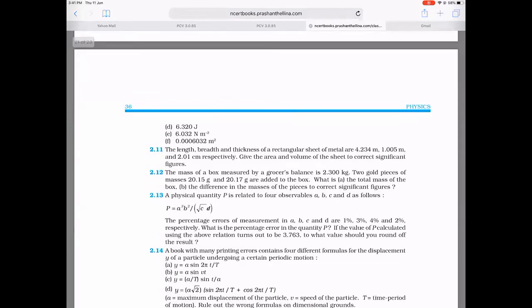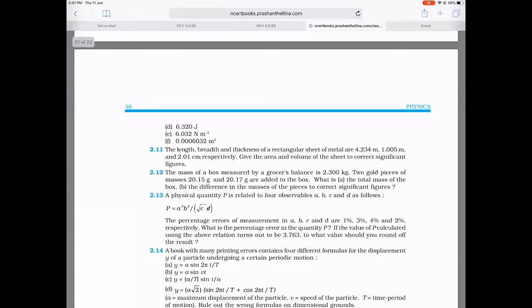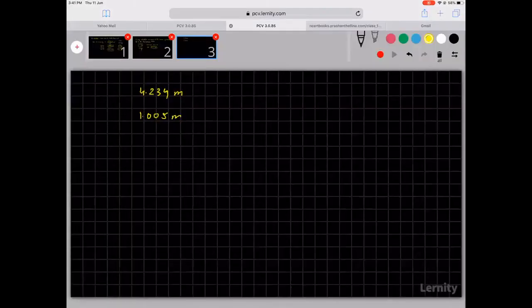4.234 meter. 1.005 meter. And 2.01 centimeter. So this will become 423.4 centimeter, and this will become 100.5 centimeter. Now these two are the least precise data.